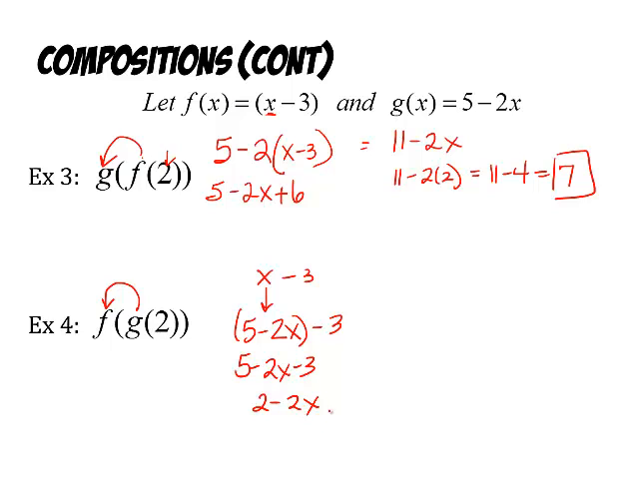Now I substitute in 2 for x. So 2 minus 2 times 2, which is 2 minus 4. So I have a negative 2. So I want you to see something. g of f of 2 is 7. f of g of 2 is negative 2. So they are not the same thing.